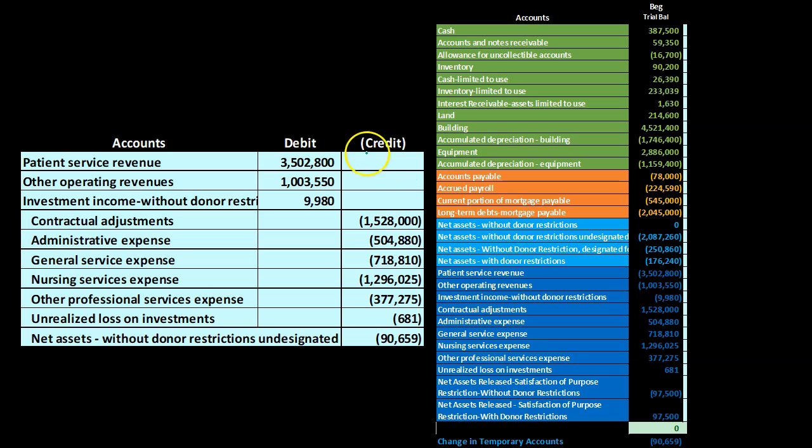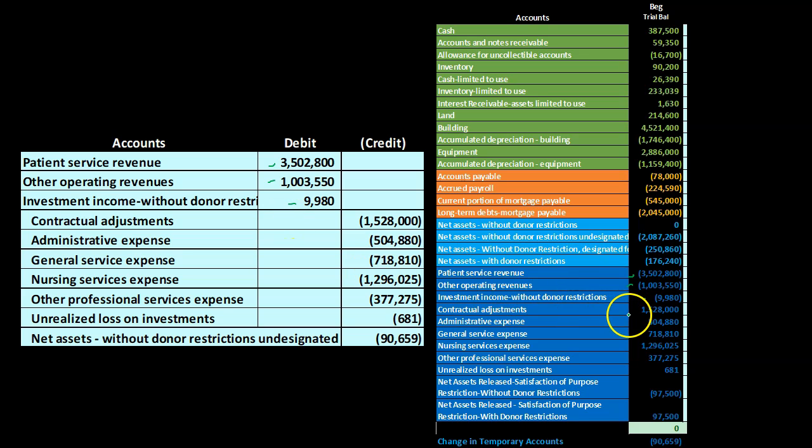The first entry is going to be our longest entry, in essence, closing everything out, making everything zero. We're just going to go straight through these accounts, do whatever we need to do to make them go to zero. So we've got the patient service revenue. It's a revenue account. It has a credit in it. Therefore, we are going to debit it to make it go down. We then have the other operating revenues. It has a credit in it. Therefore, we're going to do the opposite thing to it, debit it to make it go down. Then we have the investment income without donor restrictions. It has a credit in it. We're going to debit it to make it go down.